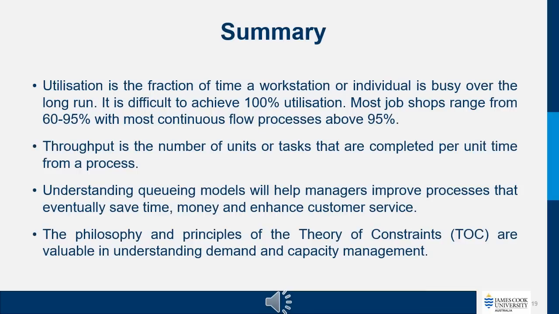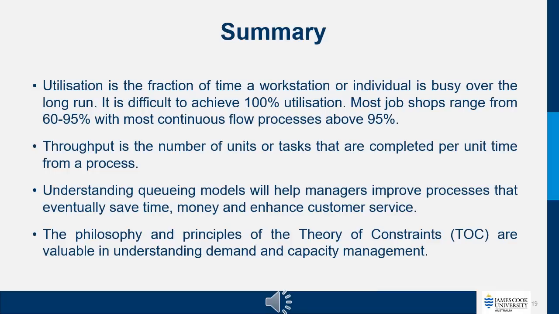In conclusion, utilization, throughput, queuing models, and the theory of constraints (TOC) all play crucial roles in understanding and improving process efficiency and performance. Utilization measures the fraction of time a workplace, workstation, or individual is busy, and while achieving 100% utilization is challenging, optimizing utilization levels within job shops and continuous flow processes can lead to improved productivity.